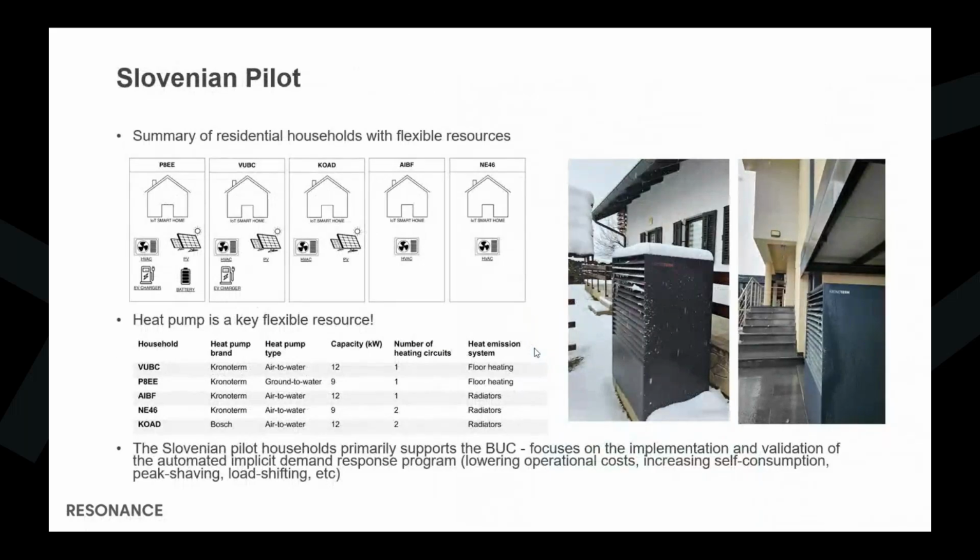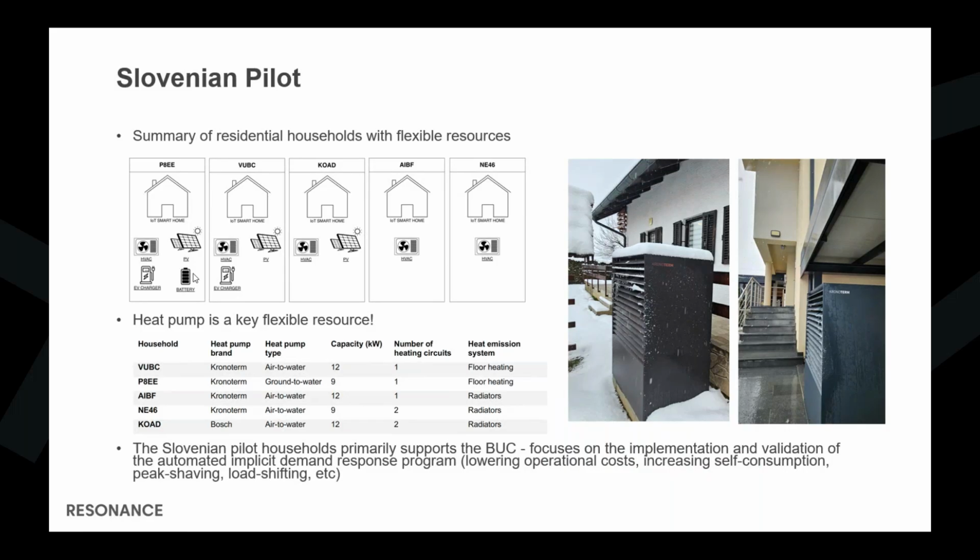So here is the summary of the Slovenian pilot, the summary of the residential households with flexible resources. Together with the industrial sites and network level batteries, a big part of the Slovenian pilot are the residential single family households. Specifically, we operate with 5 households in total, where each household is equipped with different flexible resources. For example, each household is equipped with an HVAC, specifically the heat pump. 3 households have also the PV rooftop, and 2 households have EV charger, and 1 household also has the battery.